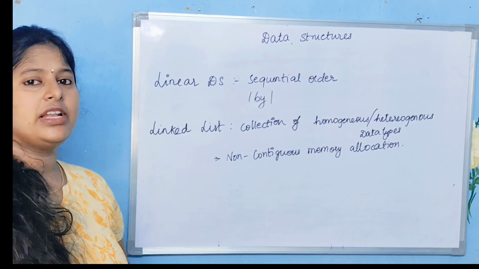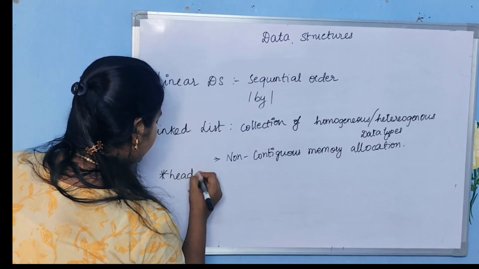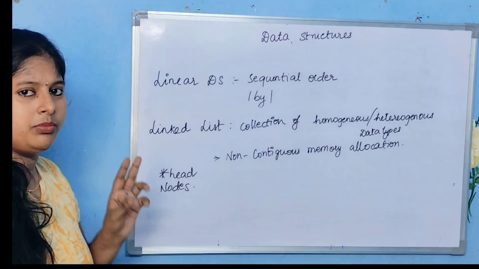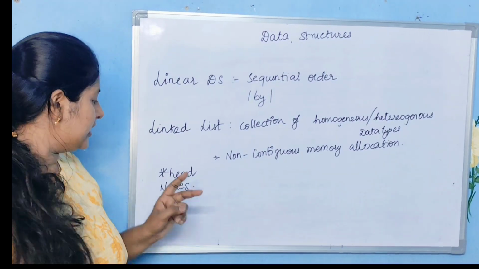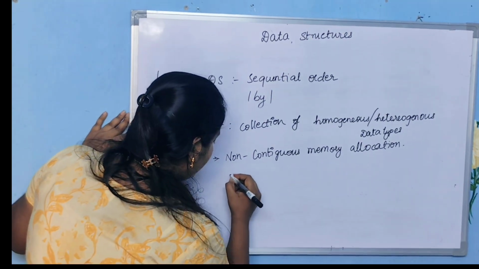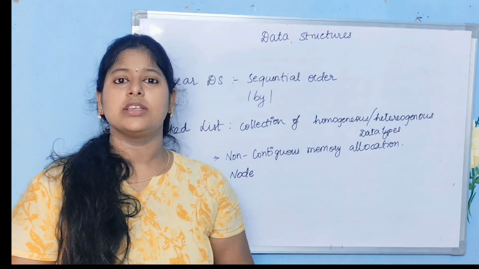The main parts of a linked list are the head node, that is the head pointer, and nodes. There are two important parts for the linked list: one is the head pointer and the other is nodes. Okay, so what is meant by a node? The individual element in a linked list is called a node.